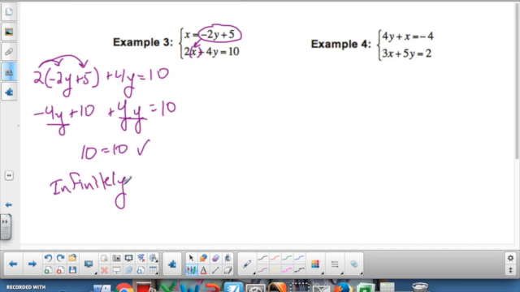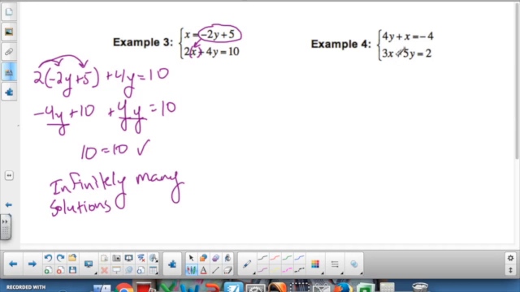I don't have to try and figure out what y equals, because basically no matter what I plug in for x and y, it's going to come out to be equal. So infinitely many solutions. If I had graphed this, I would have ended up with 2 lines that were right on top of each other.